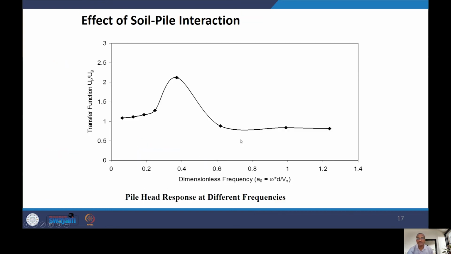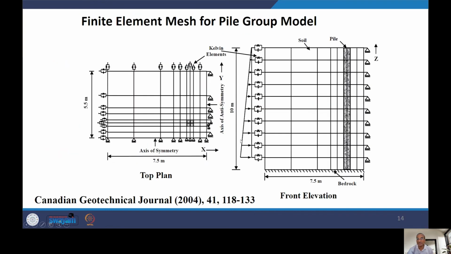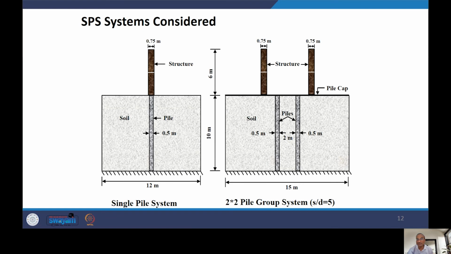What I want to explain is S by D. S is the center to center spacing between piles, and D is the diameter of the pile. So here, assuming the diameter is 0.5 meter, you have 2.5, so S by D equal to 5. But as you increase S, the ratio S by D will also increase.